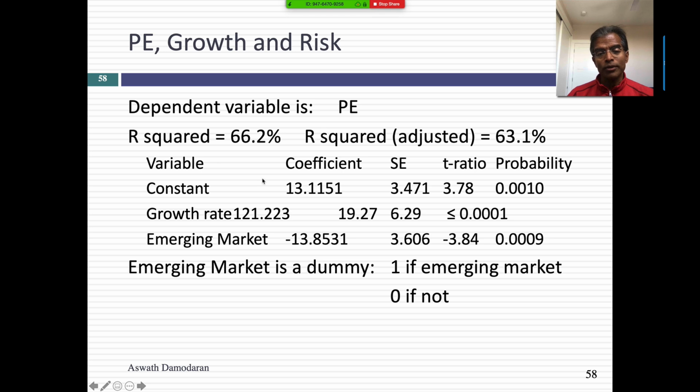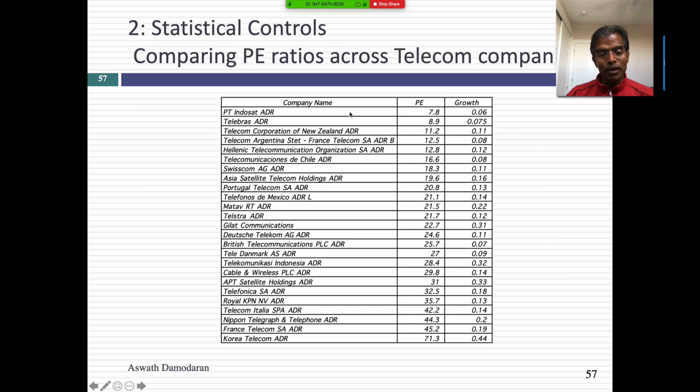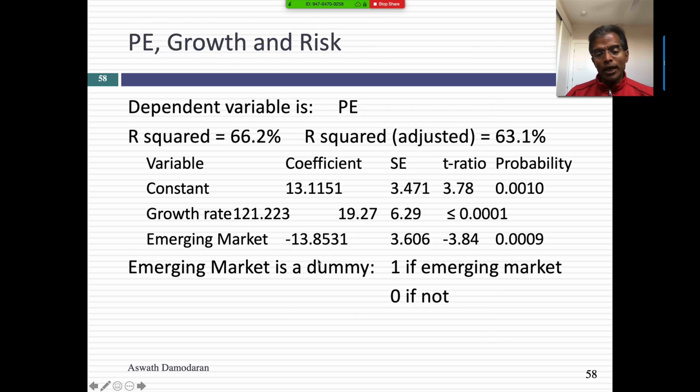So I ran a regression of PE ratio. Basically I'm taking the sample, running a regression of PE ratio against the growth rate. That's one variable, and a dummy variable. Remember what dummy variables are? They take on a value of 0 or 1. Here I've set them to 0 if it's a developed market telecom. So France and New Zealand, they'll be set to 0. And 1 if it's an emerging market telecom. Brazil and Indonesia, I set them to 1.